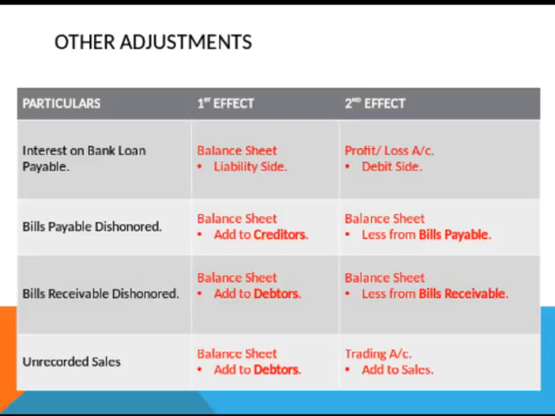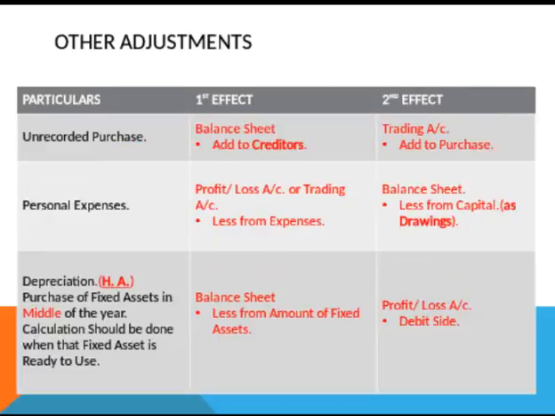Unrecorded sale. Now you have not recorded the sale, that is you have done any credit sale and you have not recorded it, so add to debtors because it is credit sale, and second effect will be trading account add to sales. Okay friends, now unrecorded purchases. If there are certain unrecorded purchases, the first effect will be balance sheet add to creditors, whereas the second effect will be trading account add to purchases. That is simple.